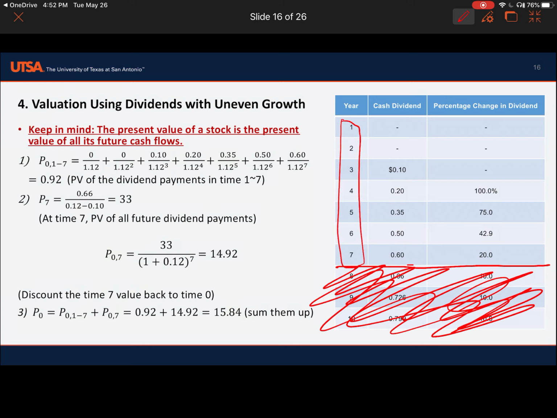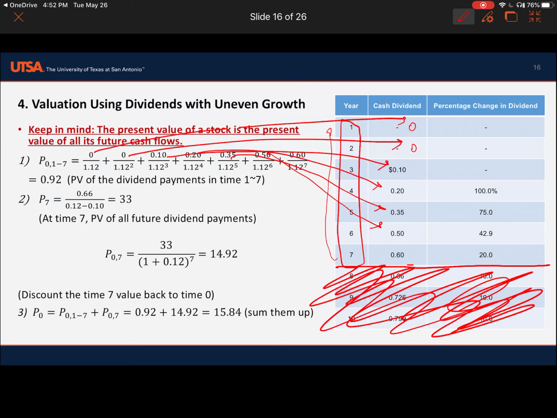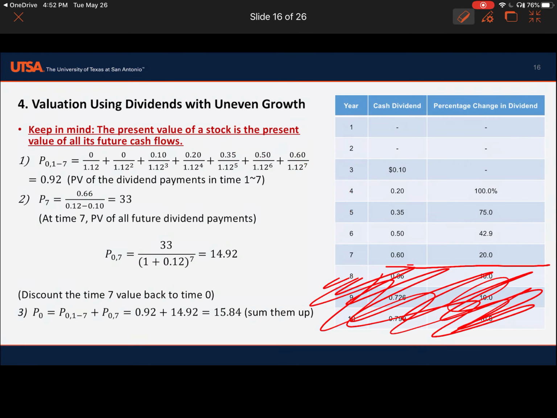How can we find the present value of the stock for cash dividends paid in year 1, 0, in year 2, 0, in year 3, 10, 20, 35, 50, and 60? We just simply do a present value calculation. We have a dividend payment at time 1 of 0, time 2, 0, time 3, 10 cents, 20, 35, 50, 60 cents, and we find the present value of these dividends. We have return on equity of 12%.